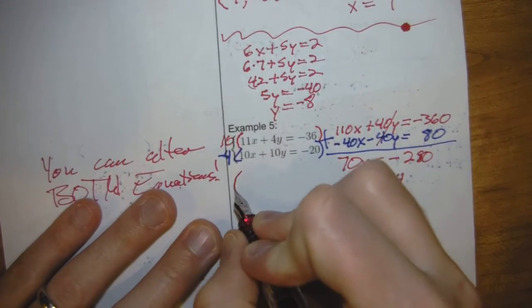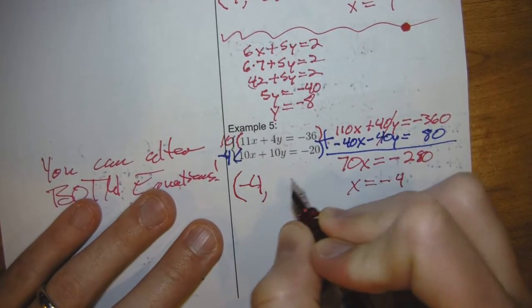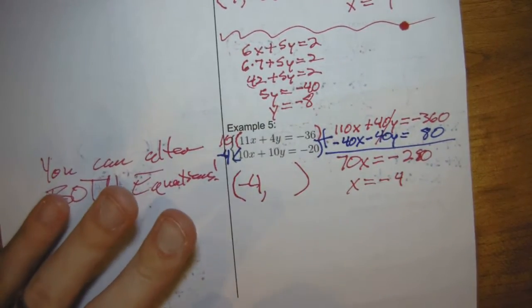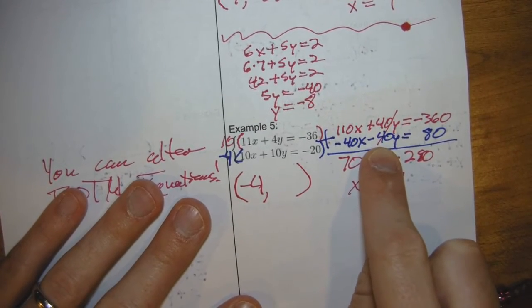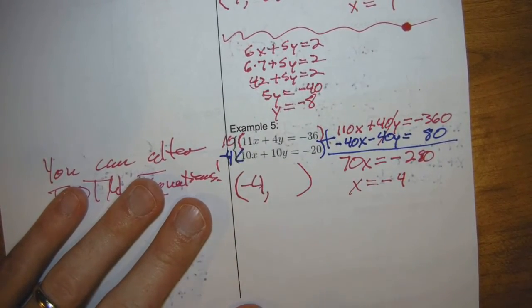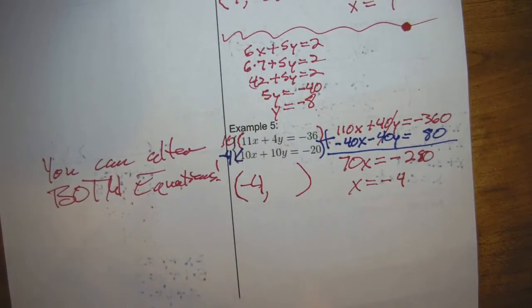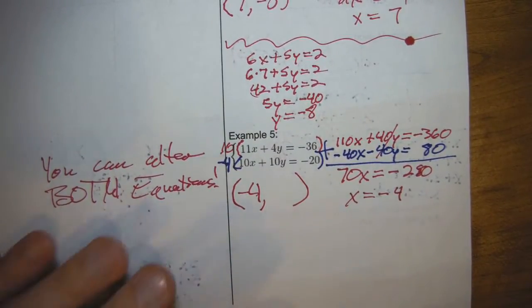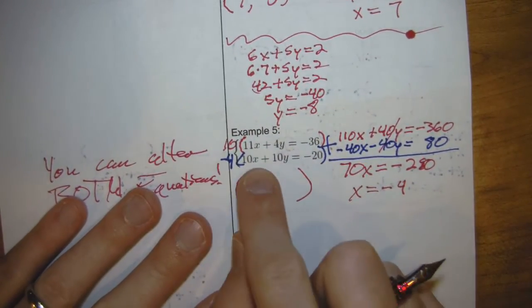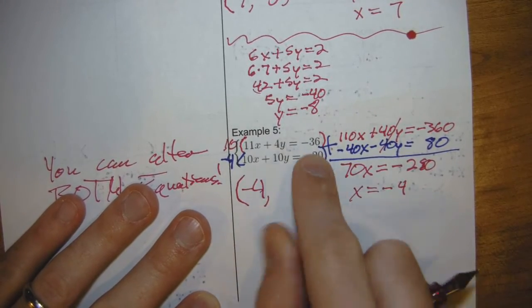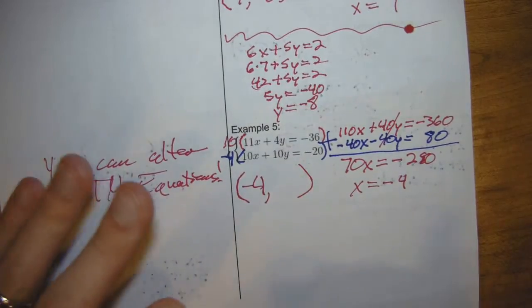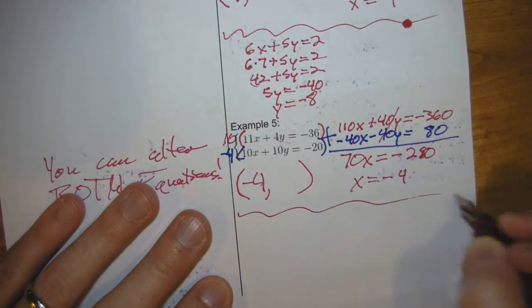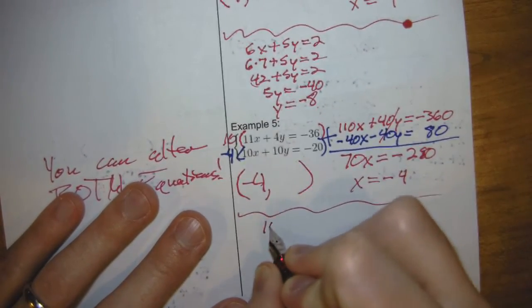Cool. So let's write our solution down. -4, comma, now we need the y. Here's what I recommend you do. I'm not going to use either of these equations that we rewrote. I'm going to go back to the originals. The numbers tend to be smaller, and not always, but typically are easier to work with. In this case, I'm going to pick the bottom equation just because 10s and 20s are very simple numbers to work with. Not that the top numbers are bad, but these are just easier. So let's grab that bottom equation.